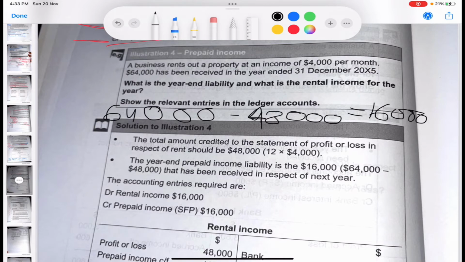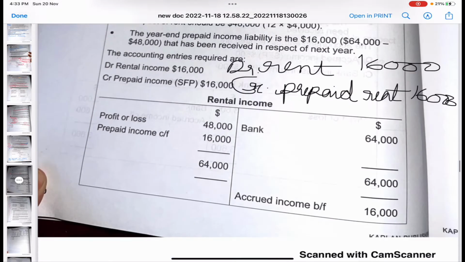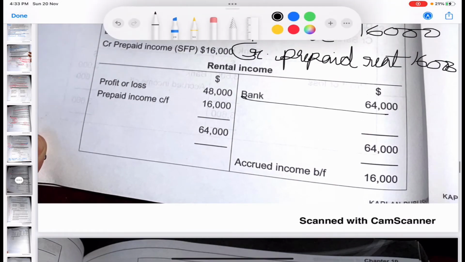So what is the journal entry? Rent gets debited and prepaid rent gets credited. Credit prepaid rent, or prepaid income, with how much? 16,000. So in the bank they have received this much, but what was my prepaid income? 16,000. P&L is my balancing figure.